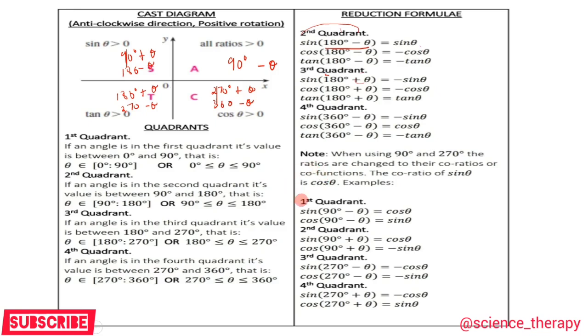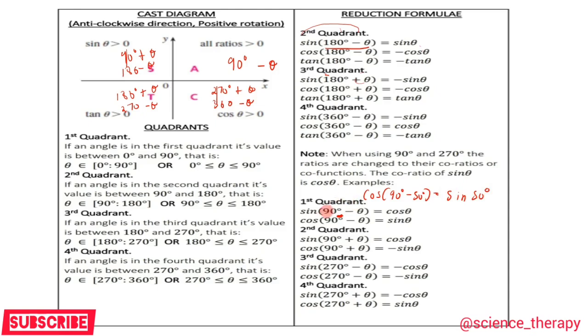If you have sine of 90 degrees minus theta, how do we know this is in the first quadrant? Because of that reduction formula, 90 degrees minus theta. So sine of 90 degrees minus theta reduces to cos theta. That is to say, for example, if we have cos of 90 degrees minus 50 degrees, our solution equals sine 50 degrees.